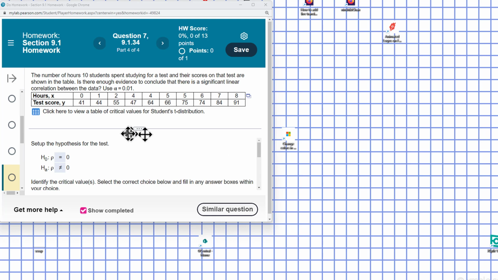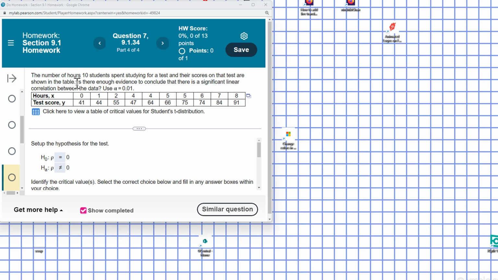For this one here, this is chapter 9, section 1, problem 34. The number of hours 10 students spent studying for a test, and the scores on the test are shown in the table below. Is there enough evidence to conclude there is a correlation between the data? The level of significance is 0.01.